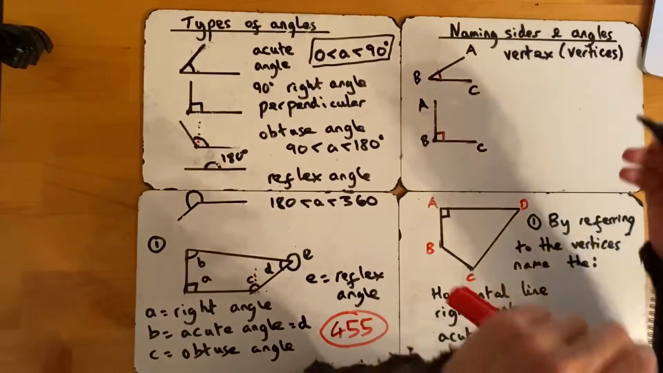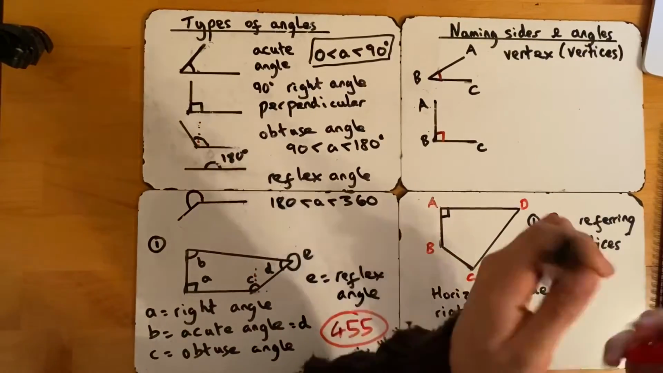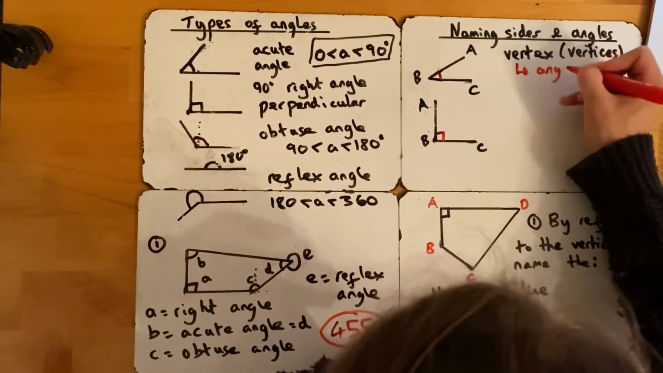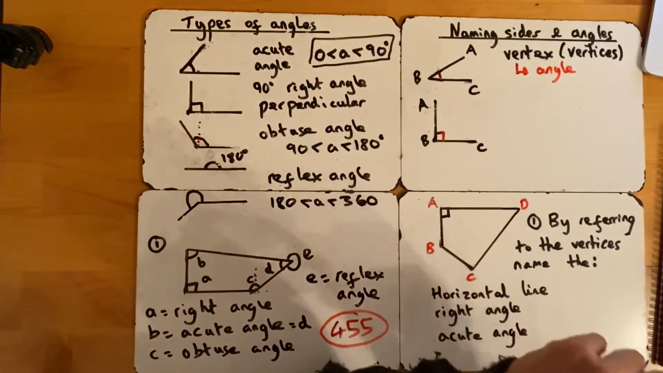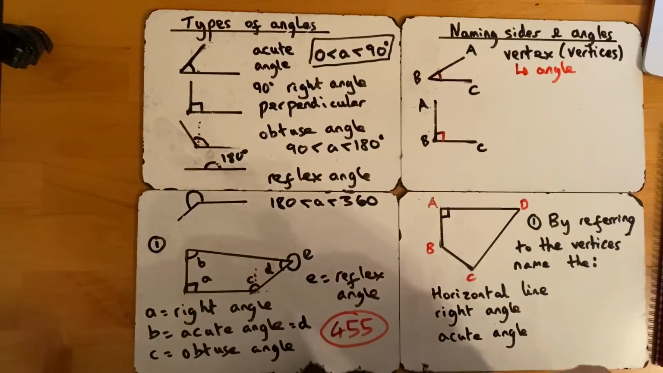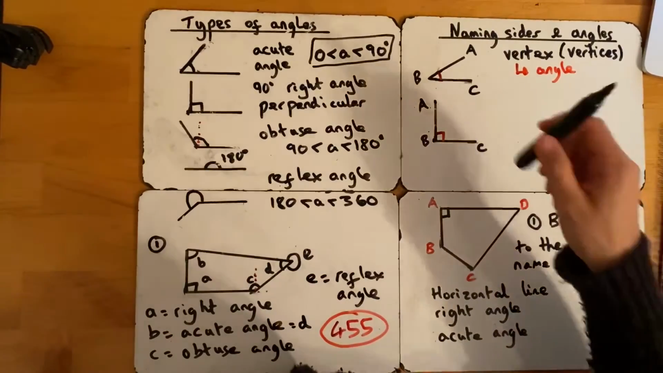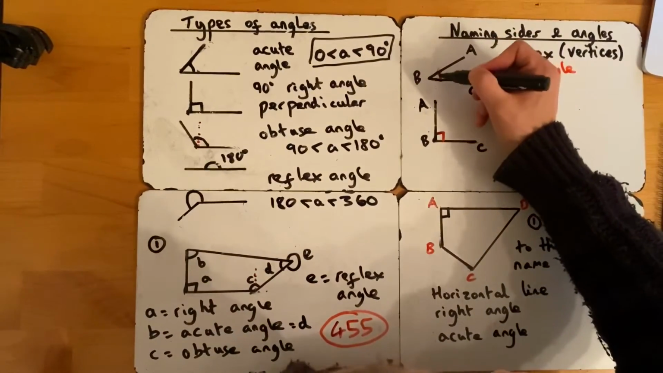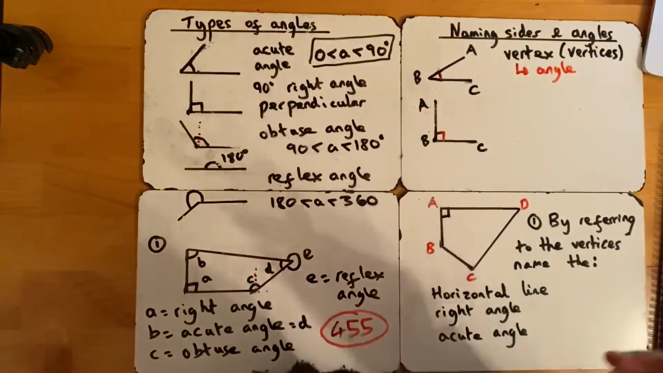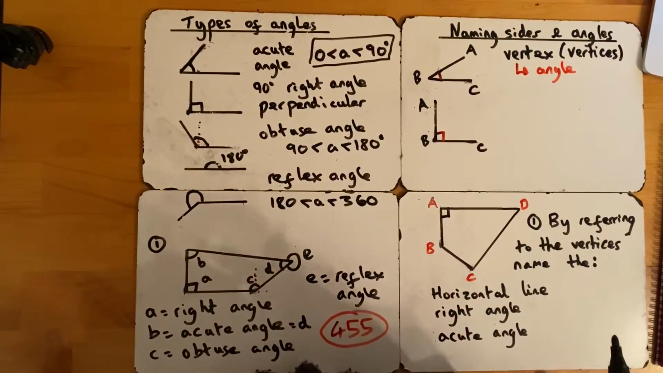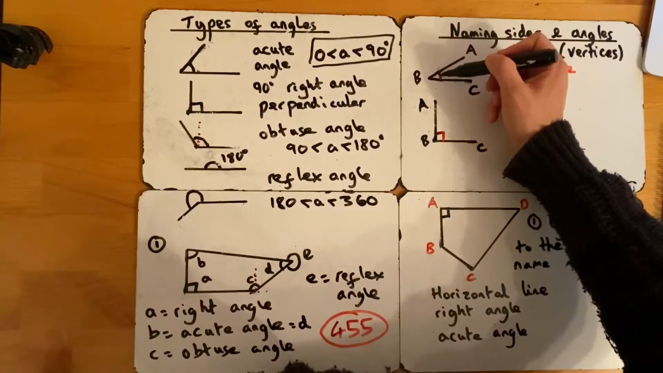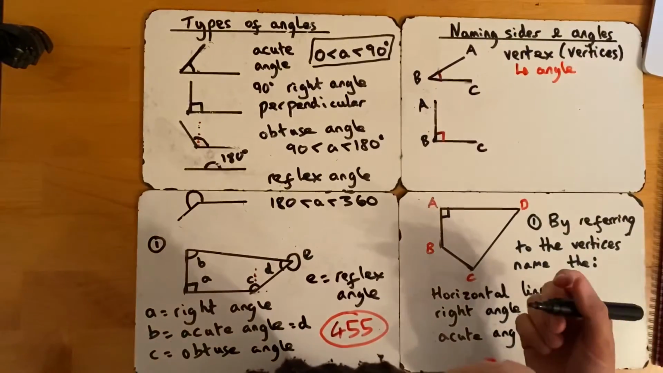So vertex and vertices is basically just another word for angle and angles. Okay, and now this is the bit that comes up in the GCSE a lot: you need to know how to label a vertex or vertices in terms of A, B, and C. So they will say, can you name this vertex, this one labeled here, in terms of A, B, and C?